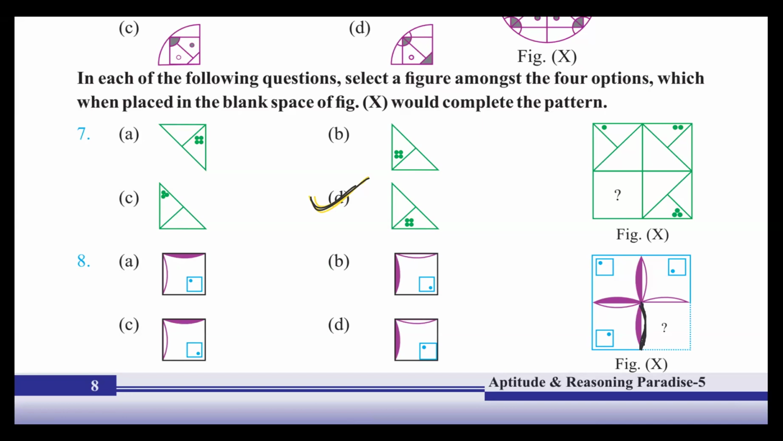Ma'am, I guess it would be C. Yes, correct. You're also correct. It should be C. Now, along with completing the pattern, we'll also see which of the petals are colored, since this is given in the form of petals of a flower. So, this one will be colored. And again, there are squares drawn over here, and inside these squares there are dots, and these dots are also changing their position. Isn't it? Yes, so you are correct. The answer should be C.